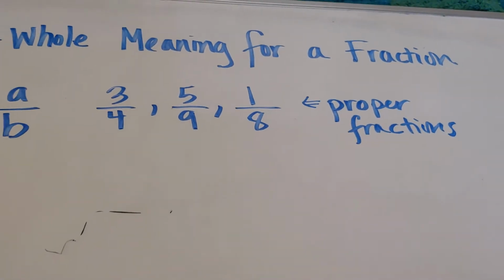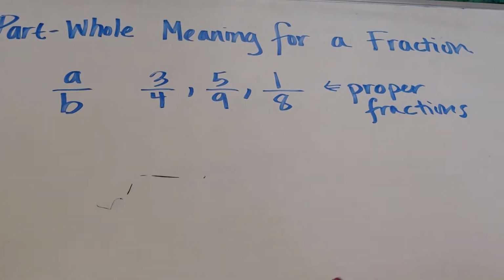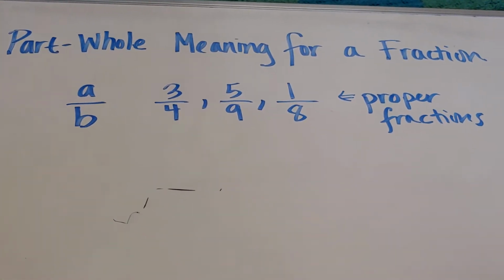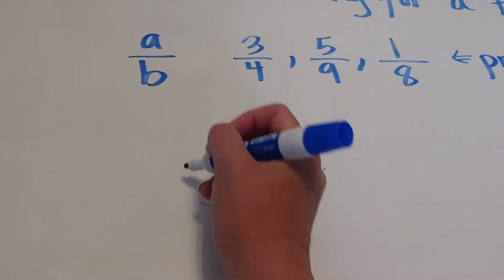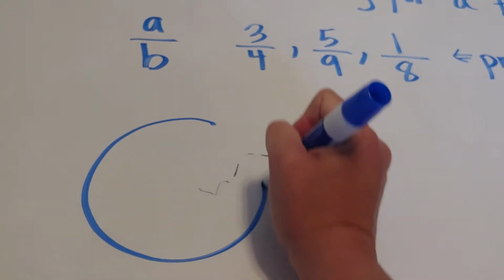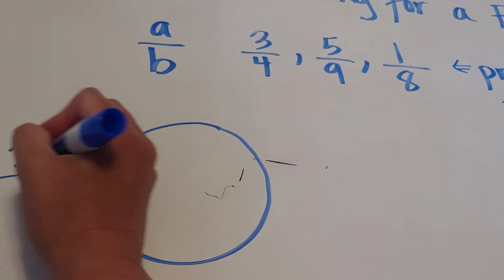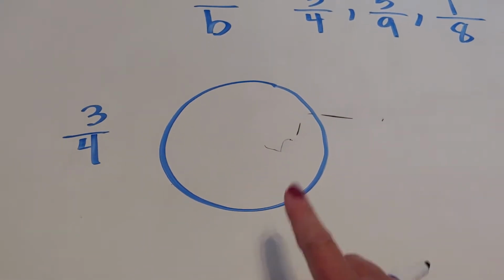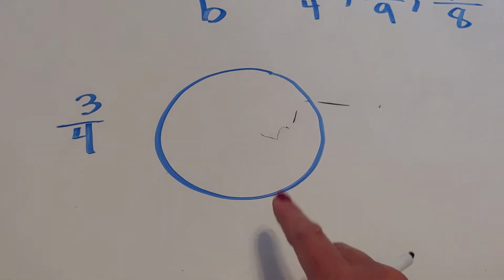Okay, awesome. Now, whenever we introduce fractions in a classroom, typically what happens is you start with shapes. The first thing that usually happens is maybe you start with a circle. So if we wanted to illustrate 3/4 with a circle, what we want to do is cut this into 4 pieces and then shade 3 of them.